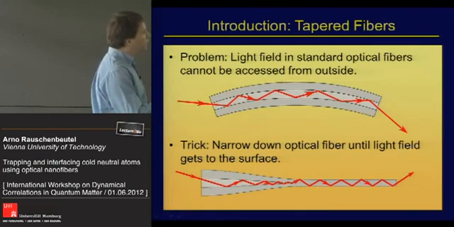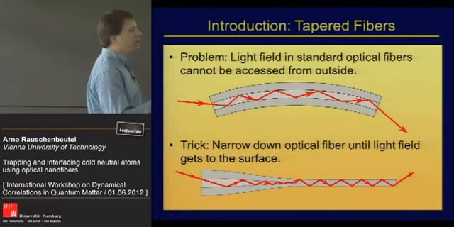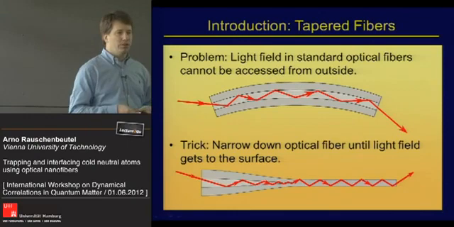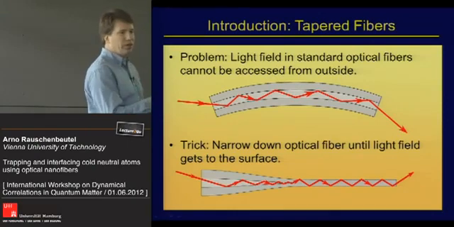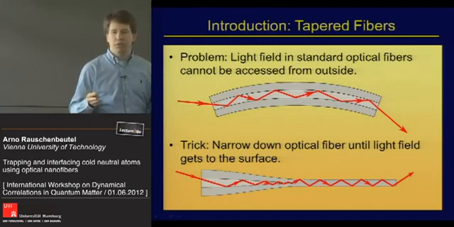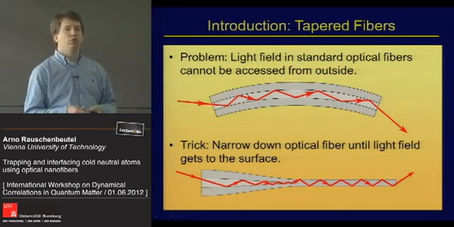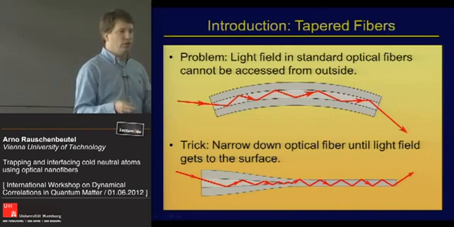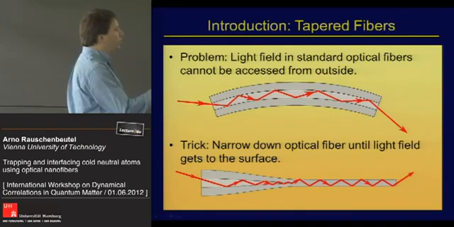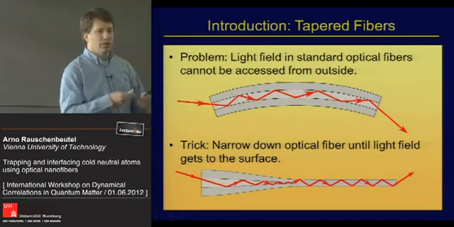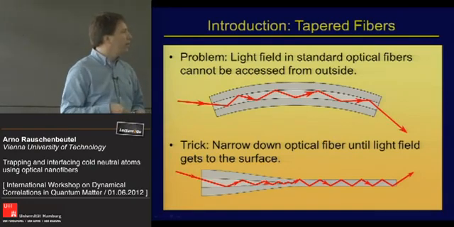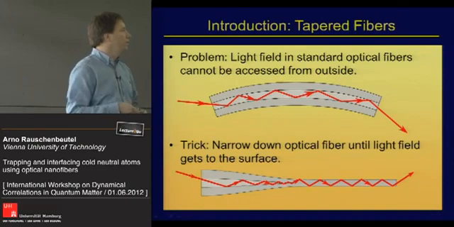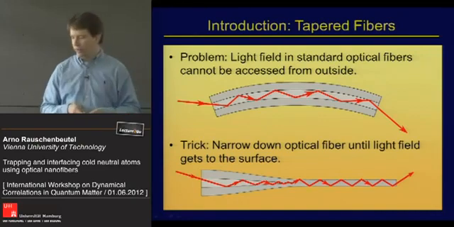So the light now gets to the surface, and here in this region, in a sense, you have a new optical fiber, where the old cladding is now the core of the fiber, and the surrounding medium, like vacuum or some aqueous solution, is the cladding of the fiber. And at the surface, you can now couple the light that is guided in this silica wire with the matter that is surrounding the fiber.